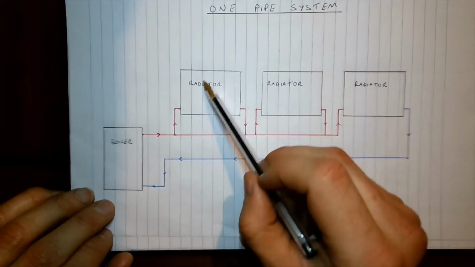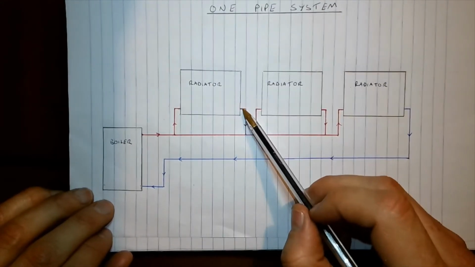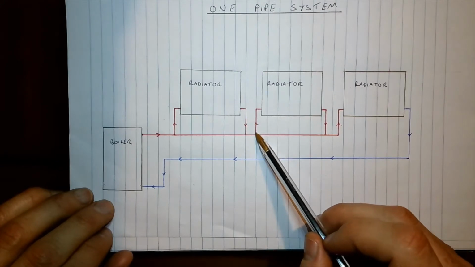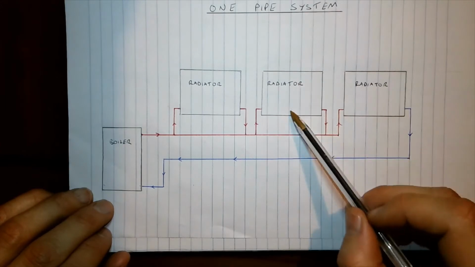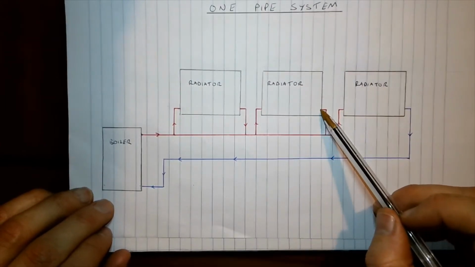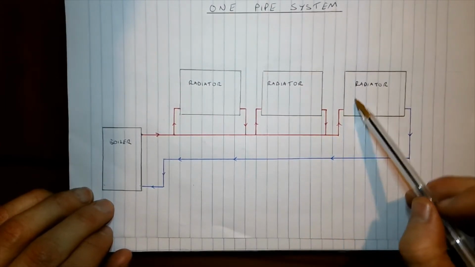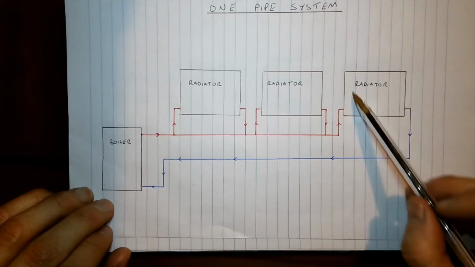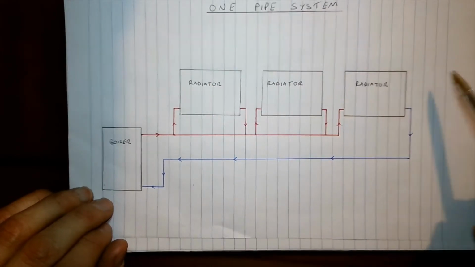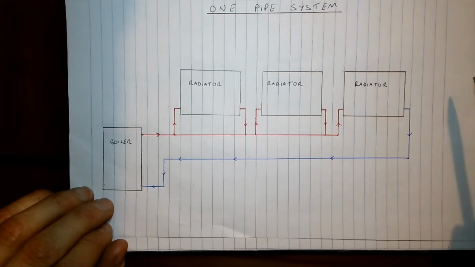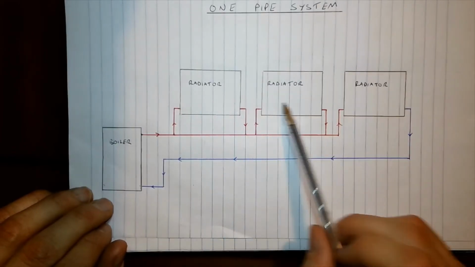Inevitably, it's going to start to cool slightly by the time it gets to the end of that radiator. It comes up here into the next radiator, it's a slightly lower temperature. Going through this radiator, it comes out, it's cooler again, and this radiator is not getting as much heat as the first one did. And if there's 3 or 4 or 5 more radiators, as it goes through each radiator, the temperature is going to be cooler on each one.